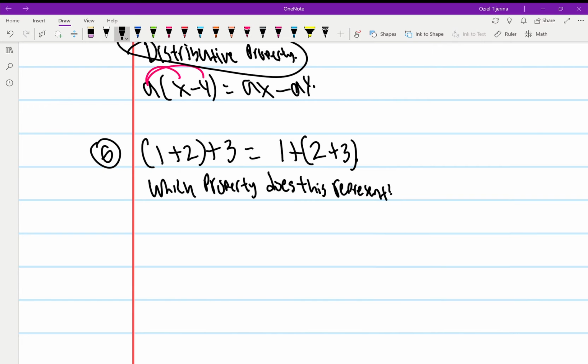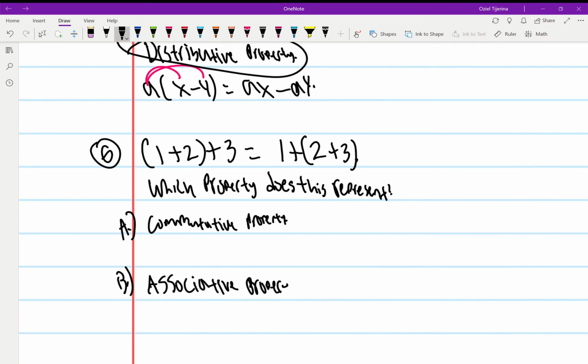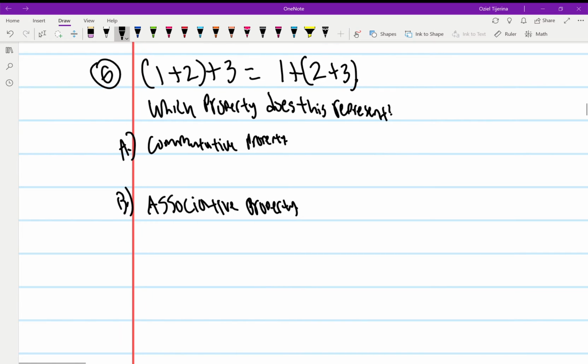And we have commutative property, which is A. We have associative property, which is B, and then we also have distributive property, which is C, or we also have none of the above.